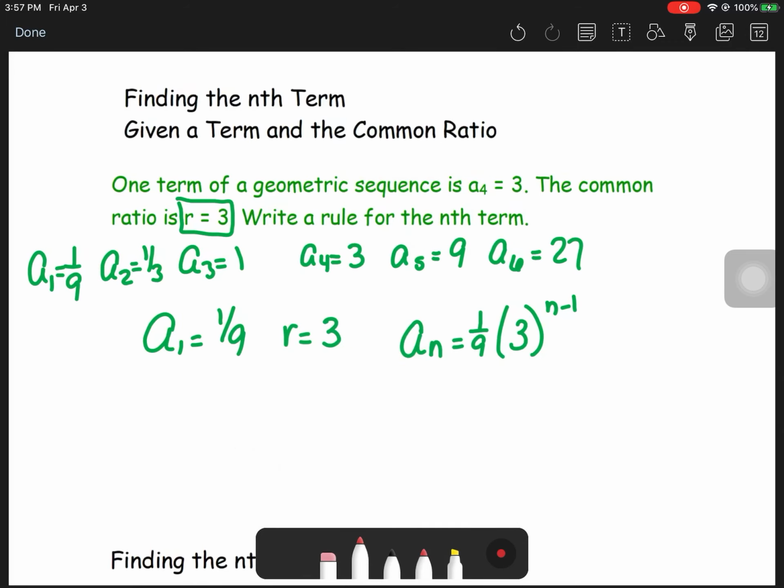Now, we also could do this problem in a different way. We could plug the numbers into our formula and figure out what our a sub 1 is. So here's how that would work. I know my answer is 3.